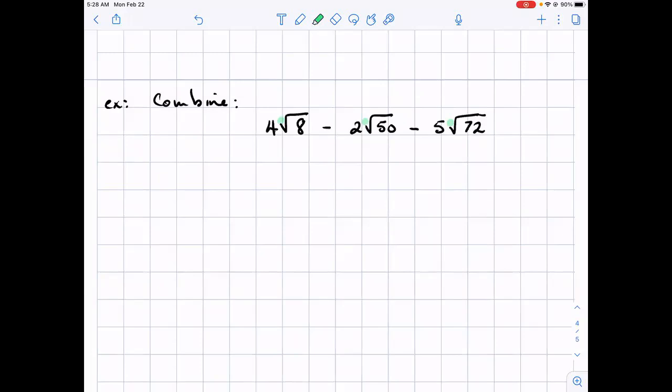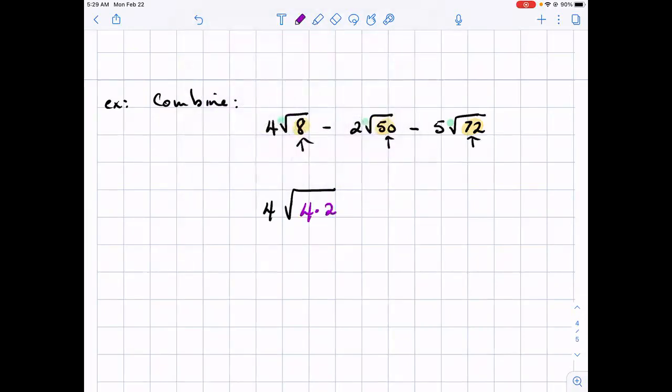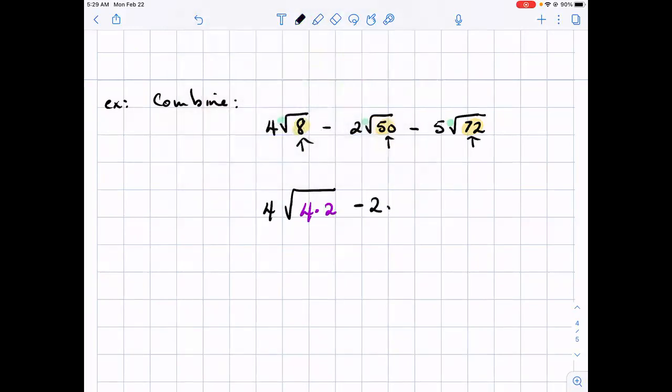So what are the factors of 8? We have to simplify all of the radicands because they're different. And sometimes you can, sometimes you will not be able to. So if we do this, this can be simplified, this can be simplified, and that can be simplified. So we have 4 radical 8, we know can be simplified as 4 times 2, minus 2 radical 50 now.